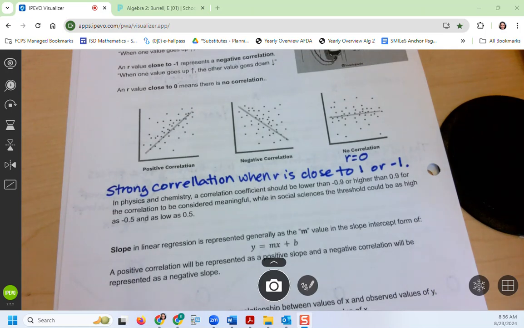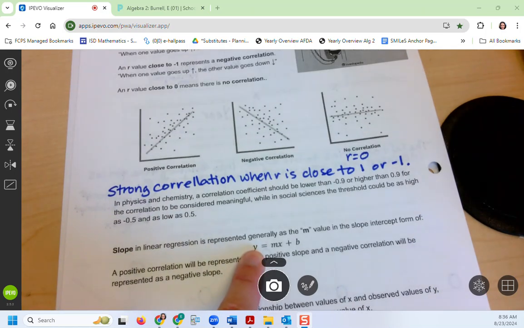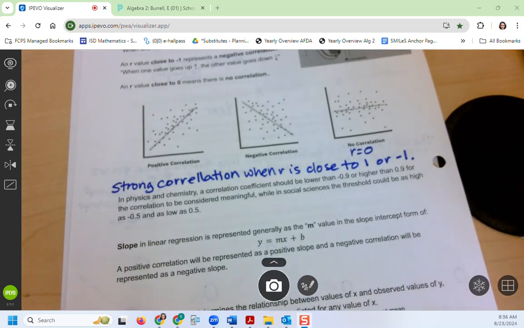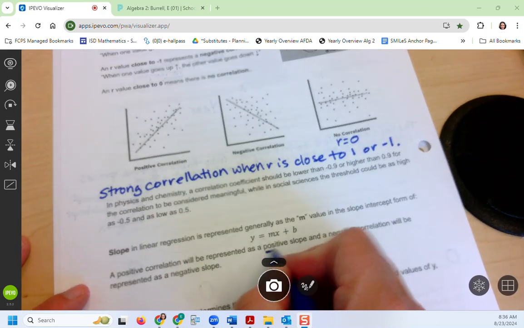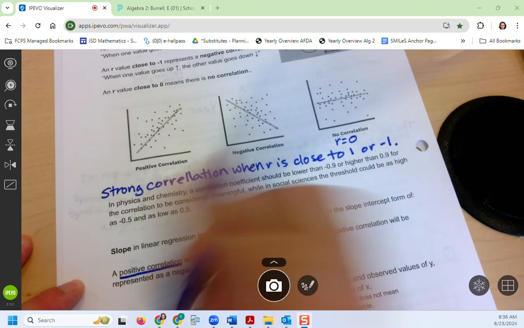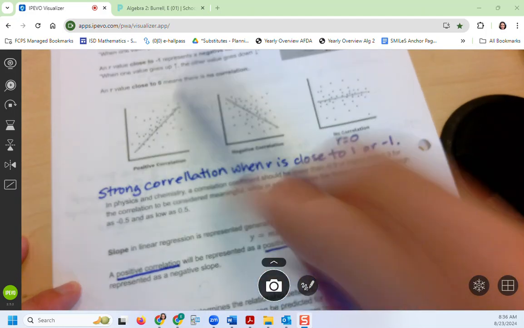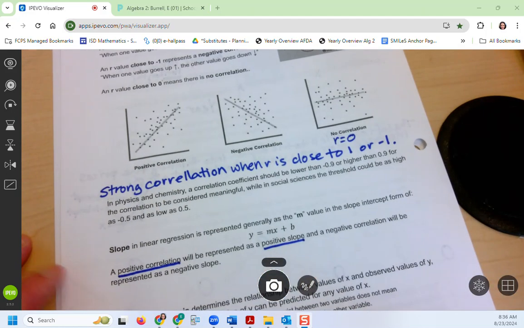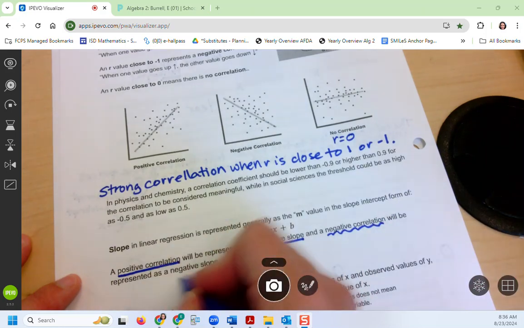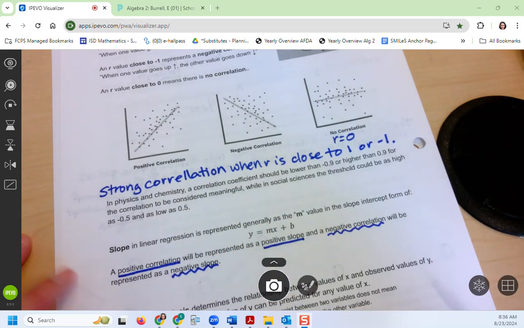All right, you guys remembering this from Algebra 1, y equals mx plus b? Which of the letters is the slope? The m is the slope, right. And so if you have a positive slope, that's going to go with a positive correlation. So this here, you can see it's a positive correlation. It's also a positive slope. And then a negative correlation will be represented with a negative slope.